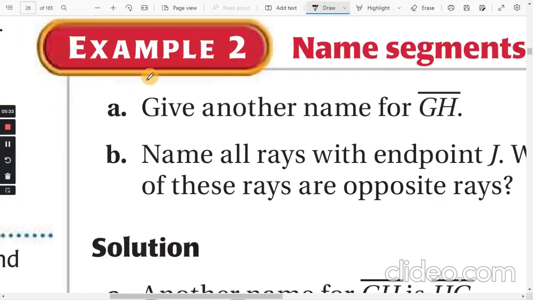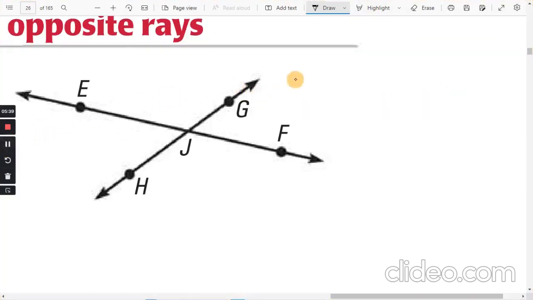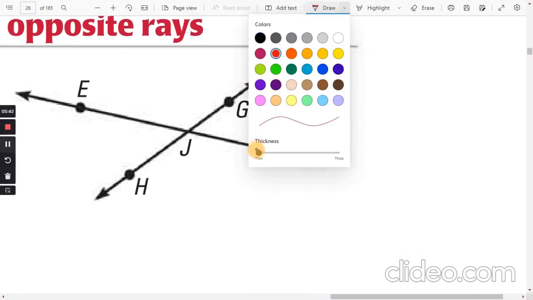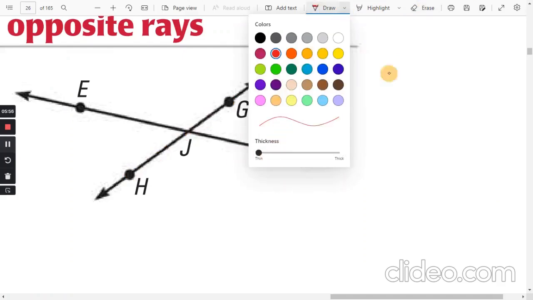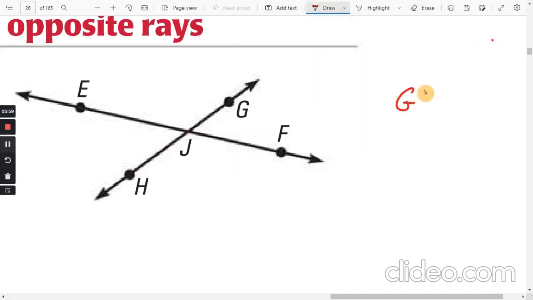Example 2, give another name for line segment GH. Let's take a look. Here we have GH. I'll highlight it real quick. It starts at G and it ends at H. So it's just this piece right here. That's it. Line segment GH is written like this with the bar on top. But another name for it would be HG, because the order of the letters does not matter for the line segment as long as you are using the endpoints.